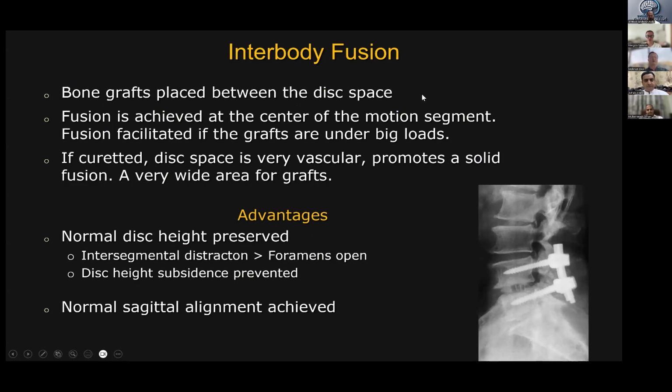As I mentioned before, in interbody fusion, the bone grafts are placed in the disc space. Fusion is achieved at the center of the motion segment. If curetted, this space is very vascular, promotes a solid fusion, normal disc height is preserved, and normal sagittal alignment is achieved. This case is one of my older previous cases that I have done, a one-level instrumented fusion and bone graft only, no cage inside.